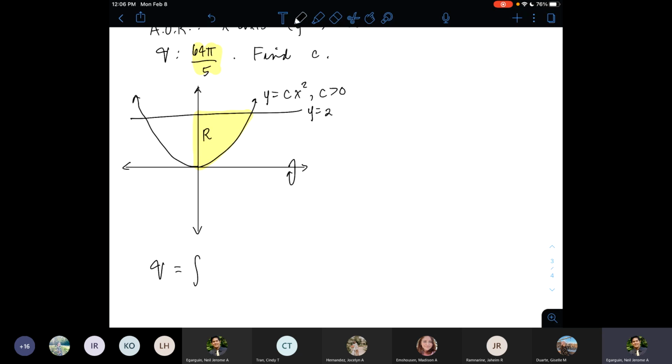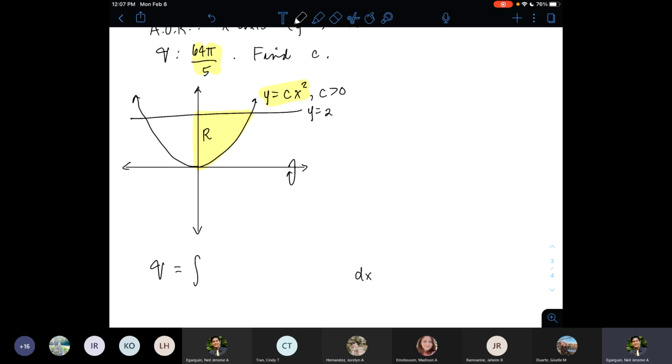For this particular example, I will be taking advantage of the fact that the function is given in terms of the variable x. So I will use x here as my variable. Again, nothing is preventing you from doing dy, but that will require you to solve for x in terms of y. So I'll stick with x.